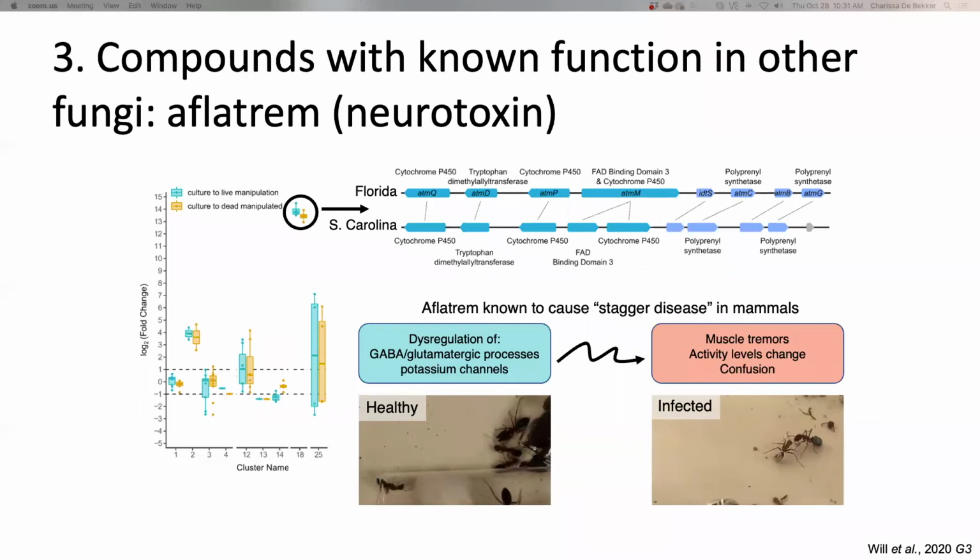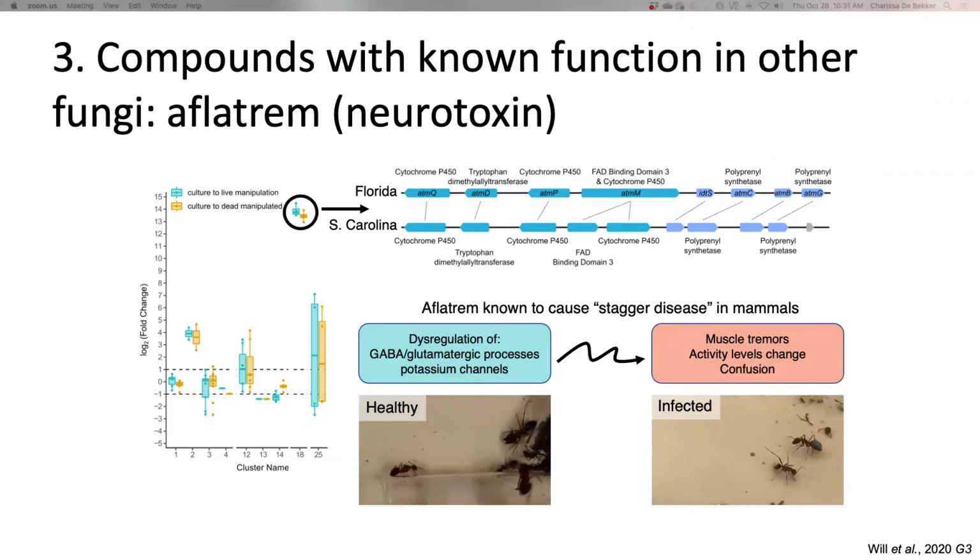Now, not to say, of course, that our insects are mammals, but maybe you can appreciate from these videos here that these healthy ants on the left move quite differently from the infected individual on the right. That definitely shows a lot of stumbling going on.